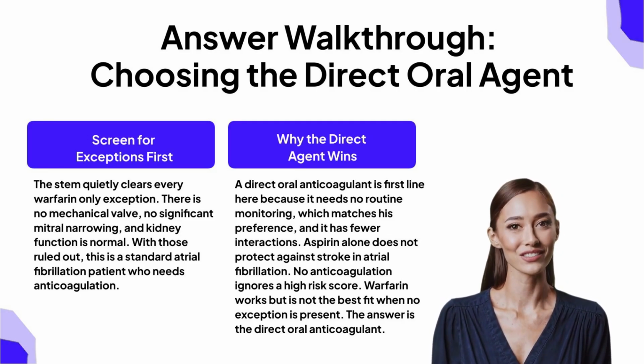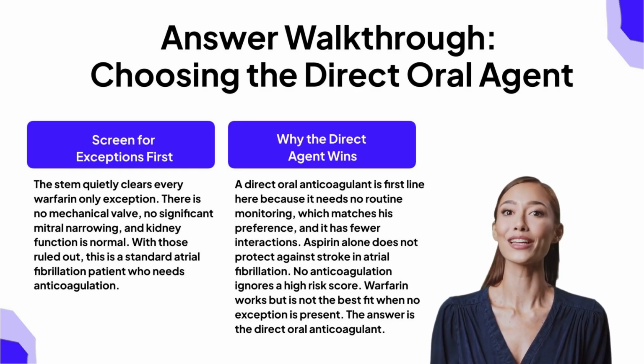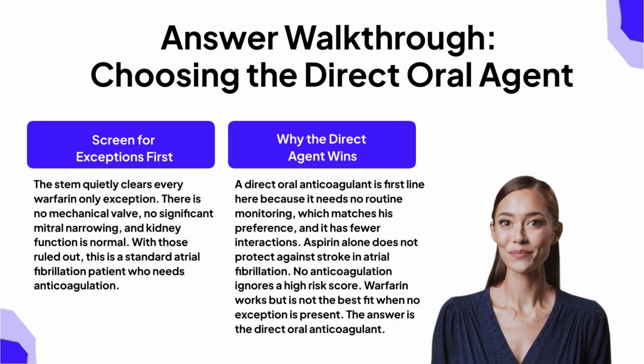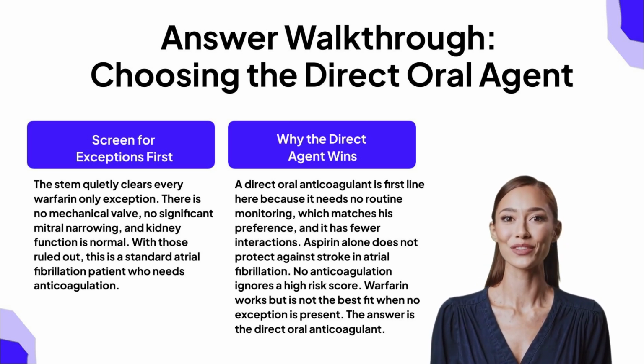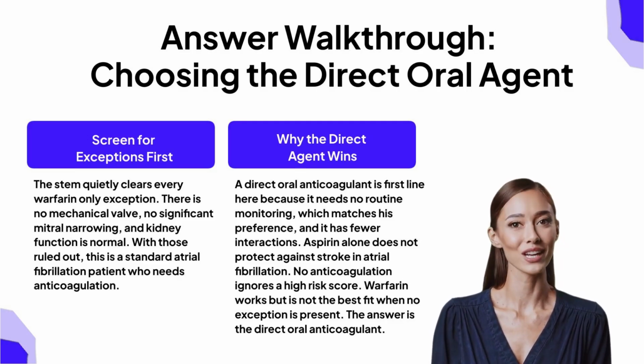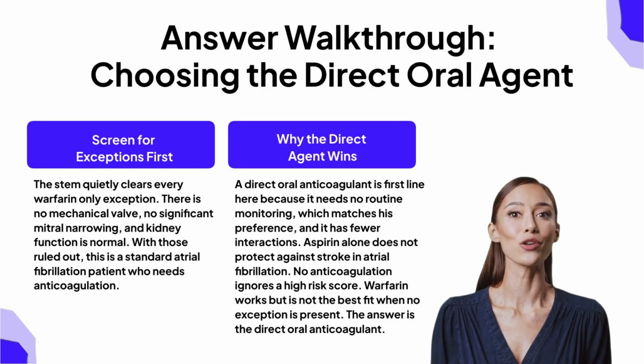Look at the distractors. Aspirin alone does not meaningfully protect against stroke in atrial fibrillation, so that is a trap. Choosing no anticoagulation ignores a clearly high-risk score. Warfarin would technically work, but with no exception present, it is not the best fit, and the STEM even hints at the monitoring downside. The correct answer is the direct oral anticoagulant.